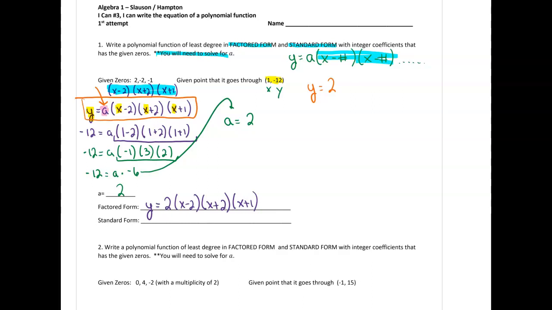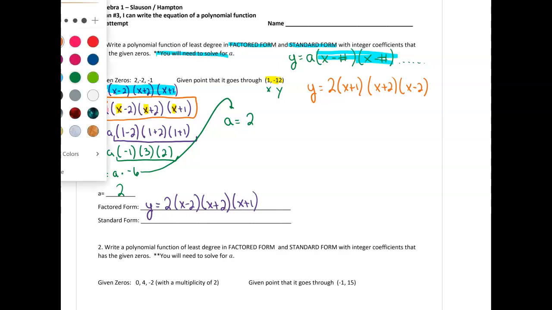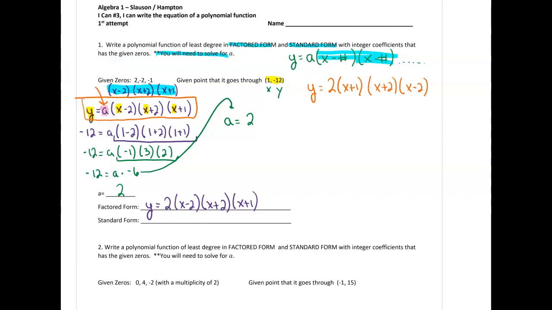So I'm going to rearrange it so that the x plus 2 and x minus 2 are grouped together, because that's just going to make this whole multiplying process a little bit easier. And so now I'm going to start by just taking a moment here and having my neighbors meet the neighbors, or distributing, or foiling, whatever your teacher calls it.